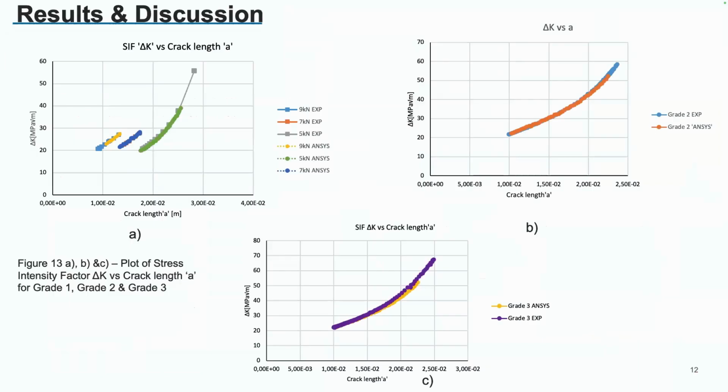And yeah, this is the comparison of the stress intensity factor versus crack length. My figure 13 is the crack length comparison. A is for grade 1, and the different colors are just based on the loading I have applied. Whereas 13 B and C is the variation of delta K with crack length for grade 2 and grade 3.